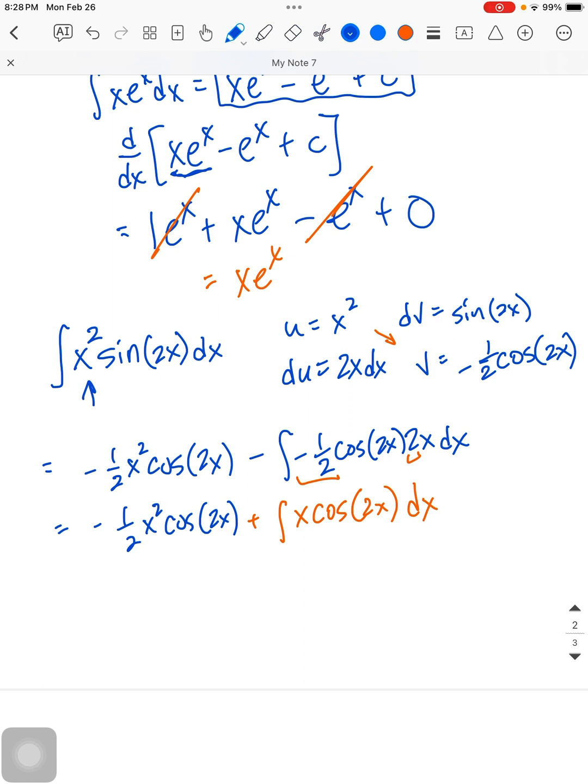All right, so what you might notice here, this is the pain or the potential issue, is that this integral is another integration by parts. So this is where this technique can become a little bit frustrating, meaning that I now have to do a new u and a new dv.